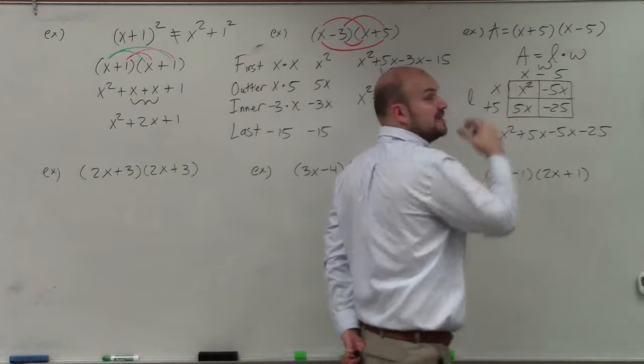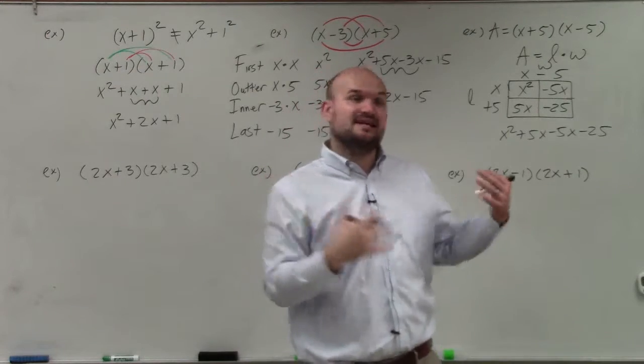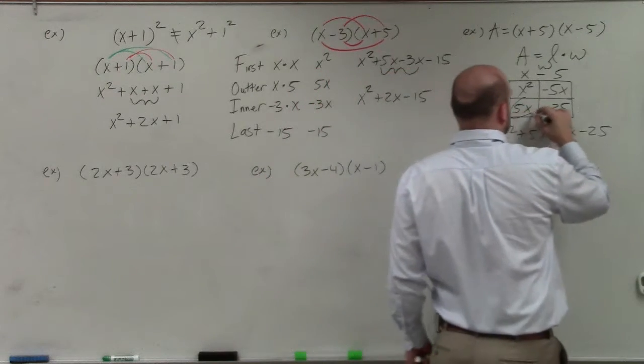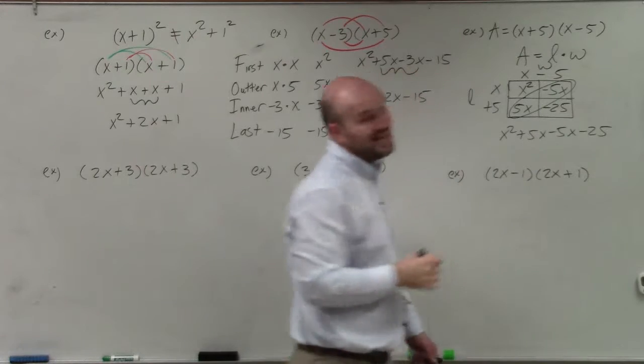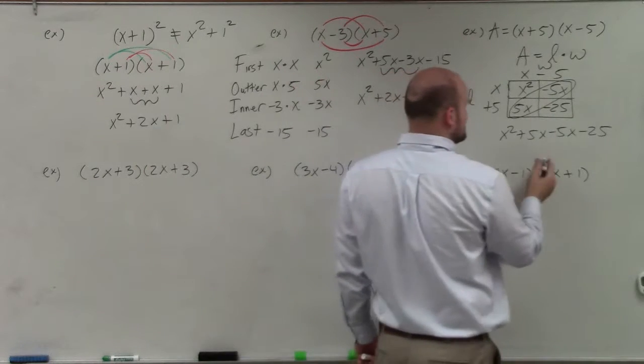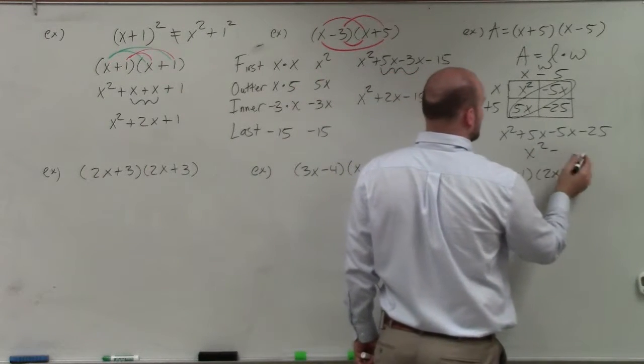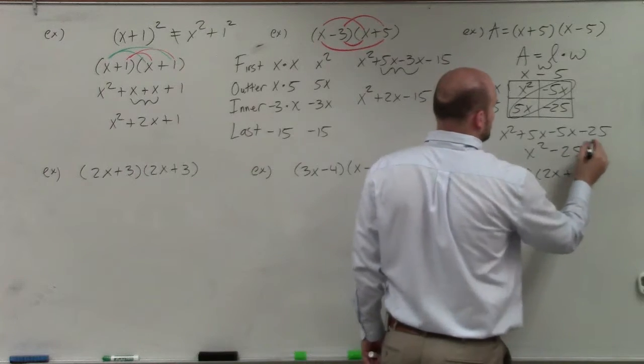You can also notice, as long as you have your side lengths in descending power order, that if you have like terms, they're going to be going on the diagonal. So 5x minus 5x is obviously going to give you 0x. So my final product is going to be x squared minus 25.